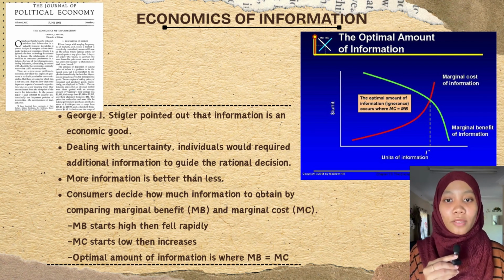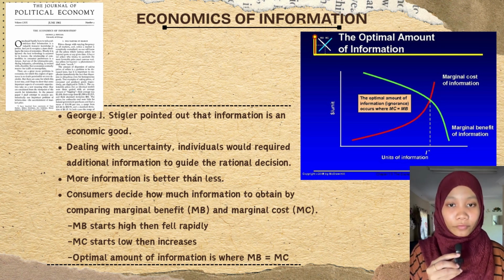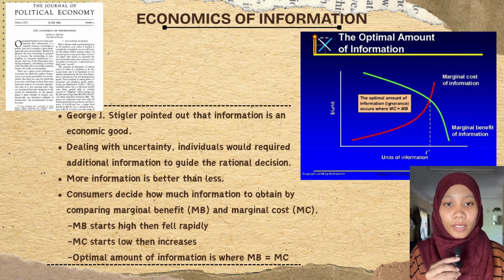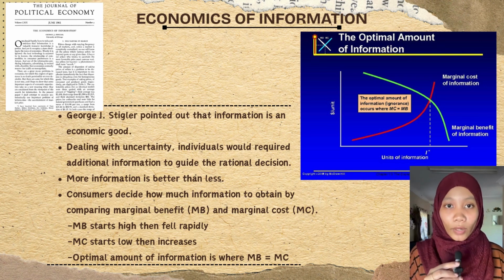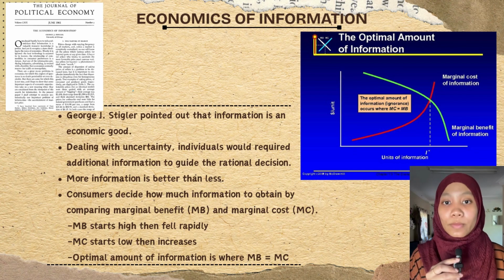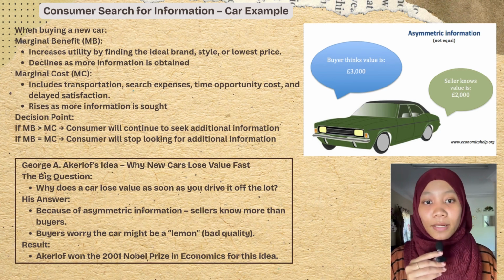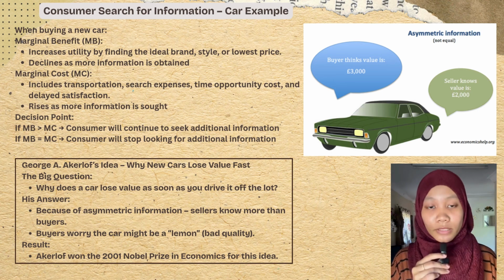Consumers decide how much information to obtain by comparing marginal benefit (MB) and marginal cost (MC). MB starts high, then falls rapidly. MC starts low, then increases. The optimal amount of information is where MB equals MC. Stigler showed that markets don't always function perfectly because people have to work to get information, and they don't always get it all. This helped explain things like price differences for the same product and why advertising and product reviews are so important. Okay, now let's see an example of consumer behavior based on the economics of information.